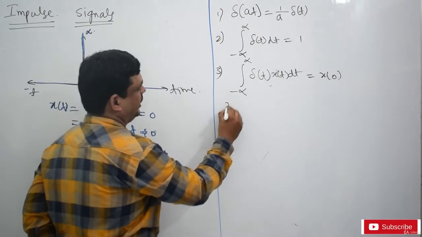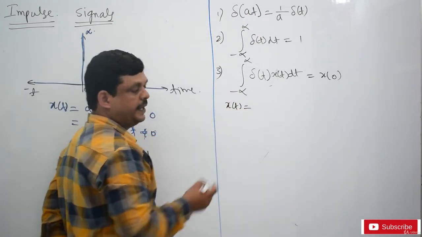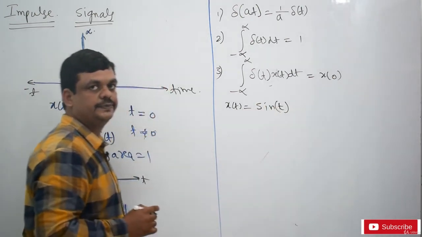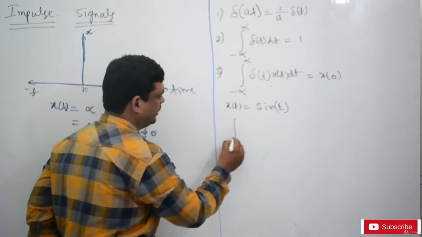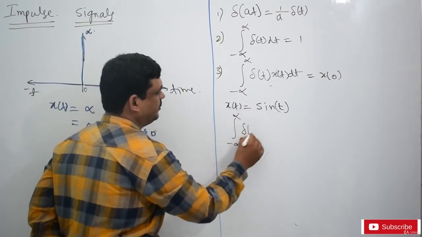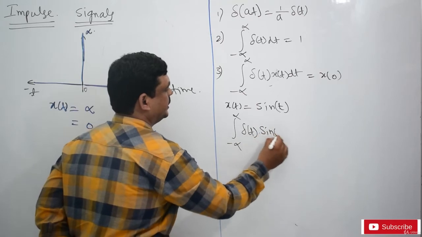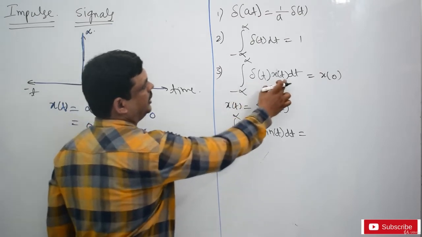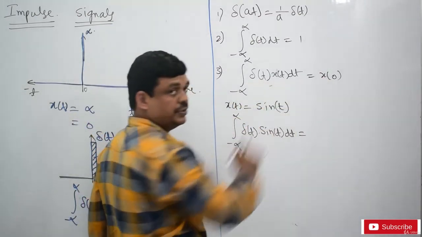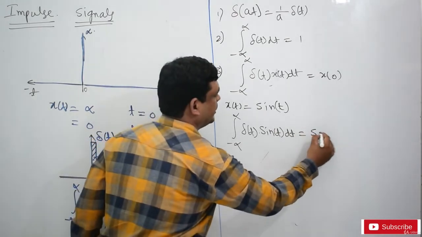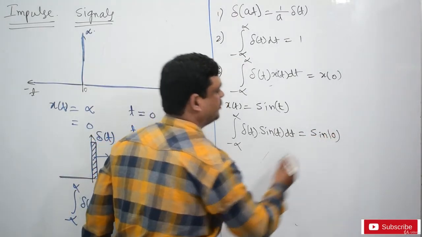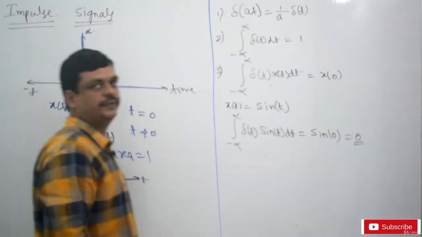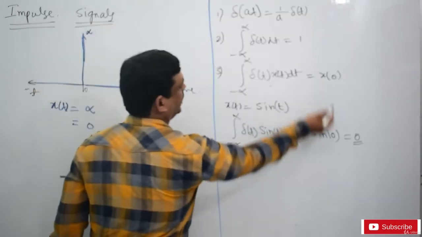Like one example I am taking here for easy understanding. x of t is equal to sin t. Then the integration from minus infinity to plus infinity of del of t into sin t dt. According to this, the time becomes now 0. Now here this time is replaced with 0, this becomes sine of 0. Sine 0 is 0, then the amplitude becomes here 0. So from this property I wrote like this here.